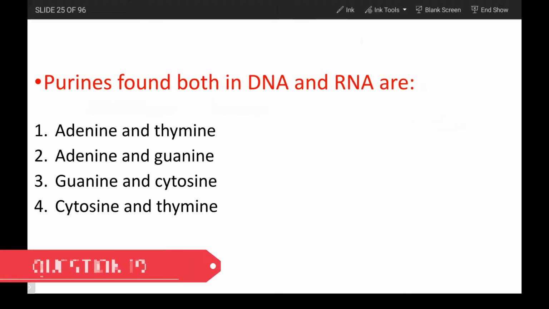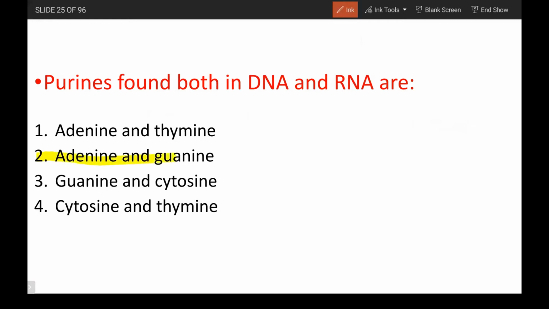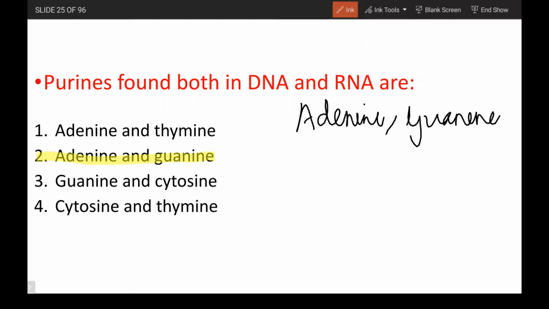Purines found in both DNA and RNA. You all know this. It is adenine and guanine. The only thing is, thymine, which is a pyrimidine, is not going to be present in RNA. Instead of that, we have uracil. So purines are found in both. Adenine and guanine, these two are purines. Thymine and cytosine, both these are pyrimidines.